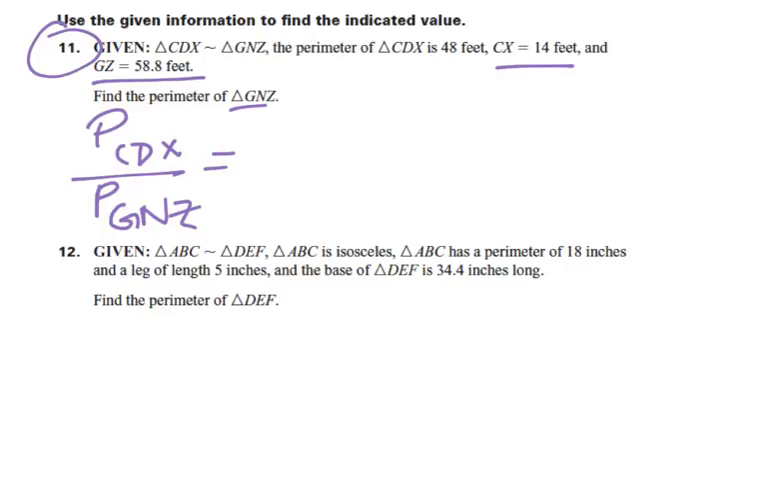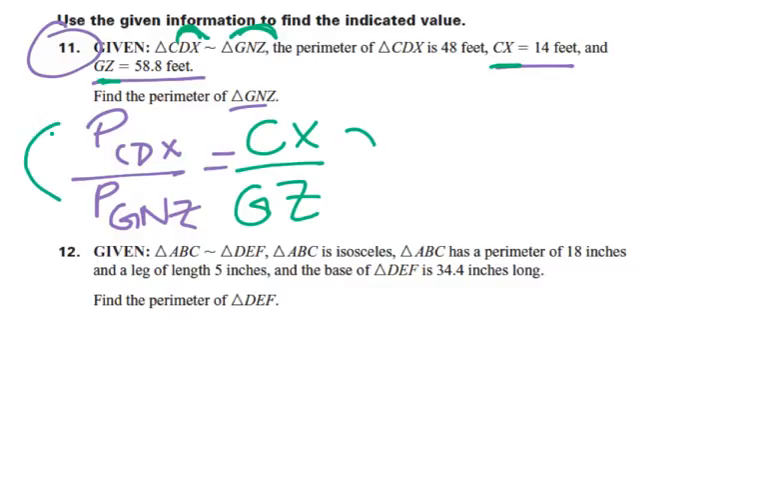Now, I was given CX and GZ. Let's see if those are corresponding. CX, those are the outside letters here, and GZ, outside letters. So those are corresponding sides. So I can set up a ratio with CX over GZ. So the ratio of the perimeters is equal to the ratio of corresponding sides. Now we're ready to fill in what we know.